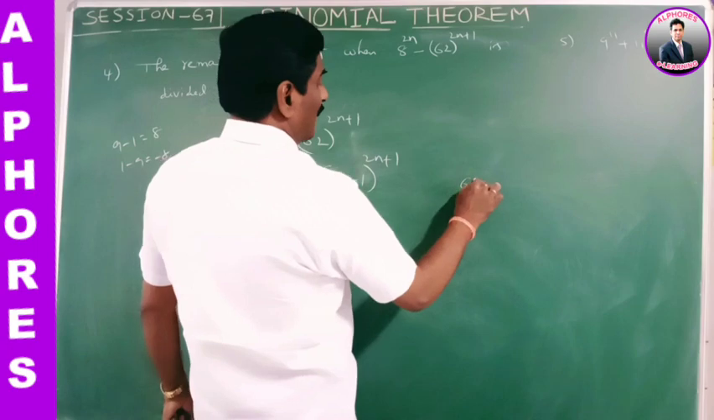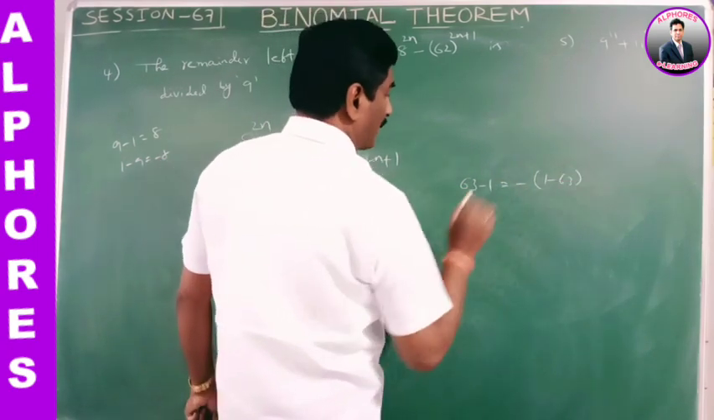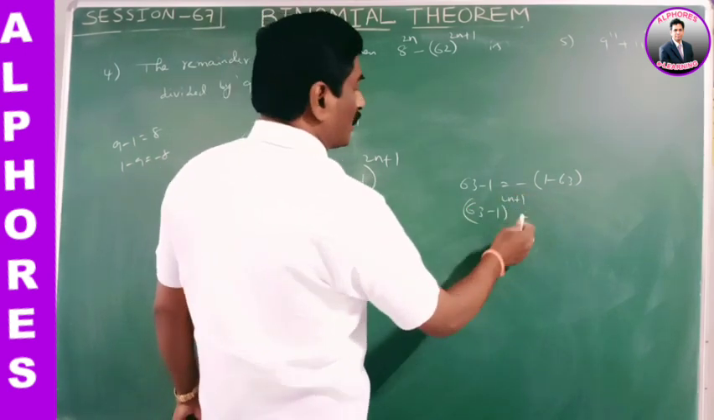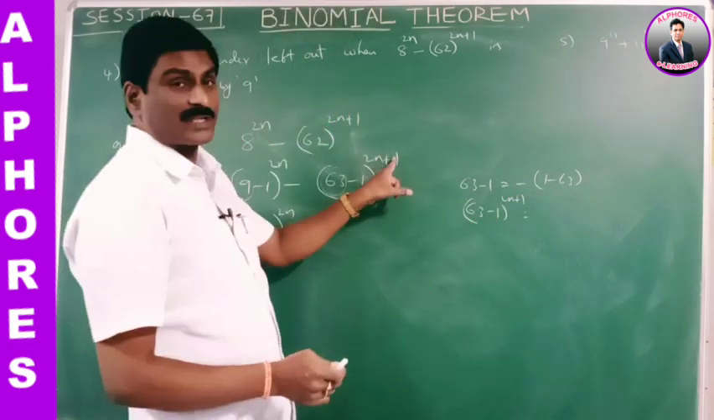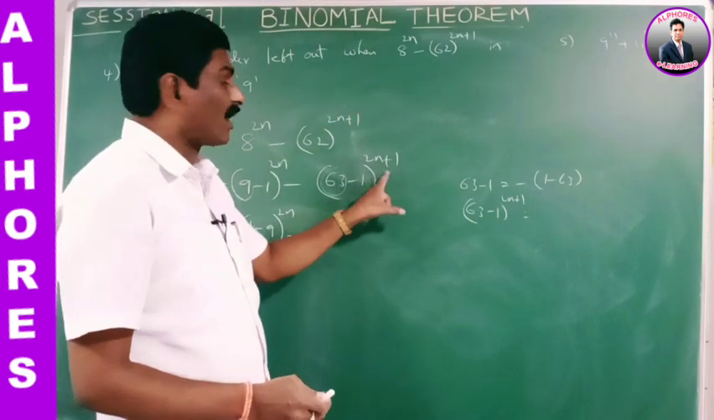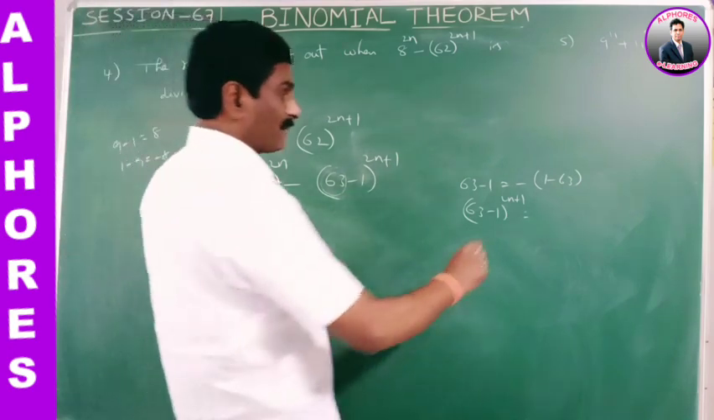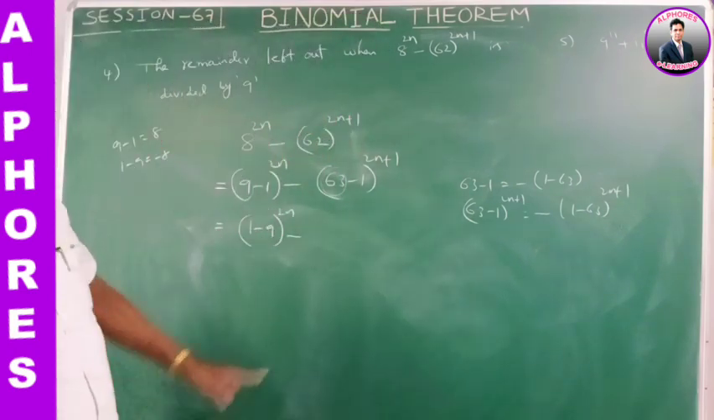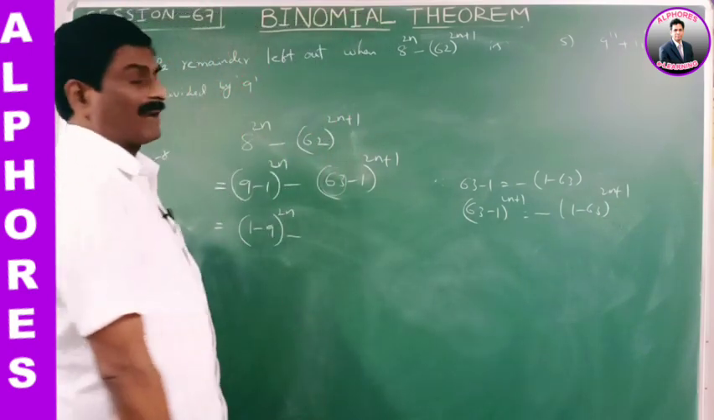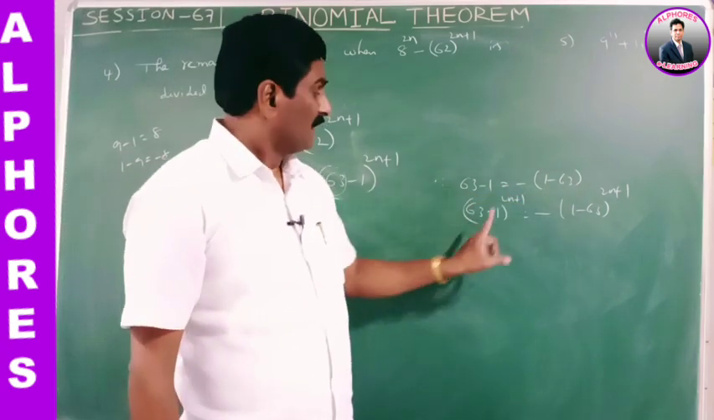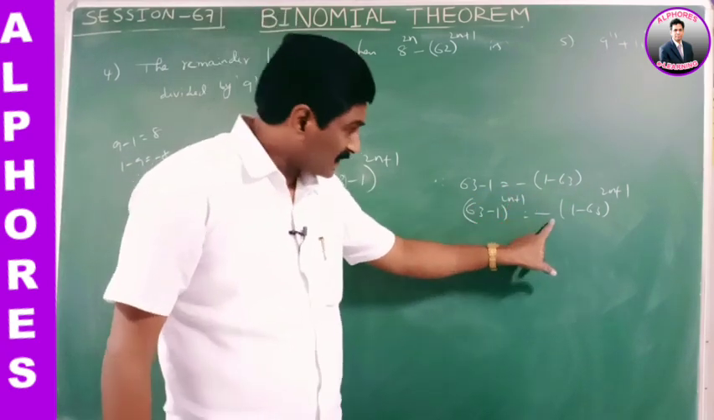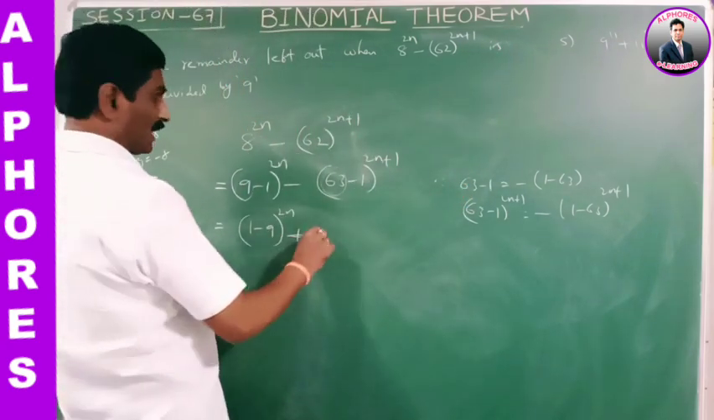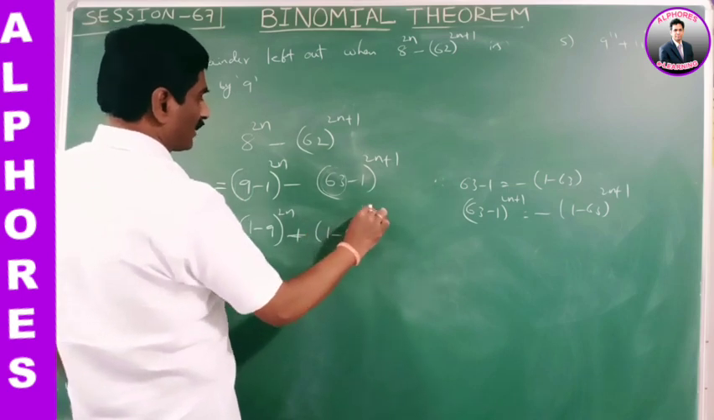Next, here 63 minus 1 is equal to minus of (1 − 63). Any doubt? (63 − 1) whole power 2n plus 1 is equal to minus of (1 − 63) whole power 2n plus 1. Is this power even or odd? It is odd. Minus of whole power odd means minus. Please note that value. Since 63 minus 1 is equal to minus of (1 − 63), minus of minus is plus, and that means (1 − 63) whole power 2n plus 1.